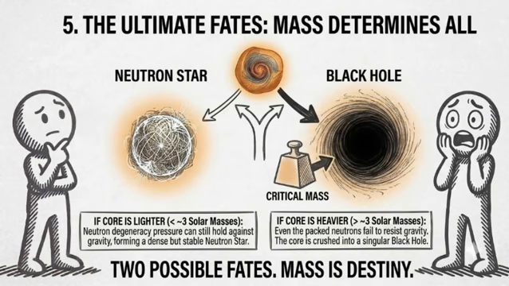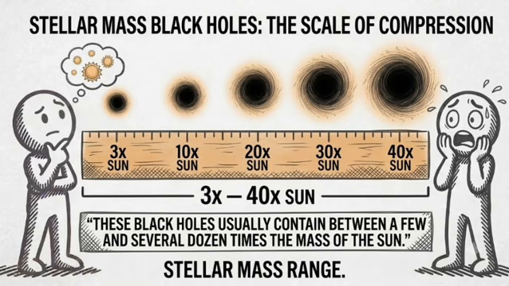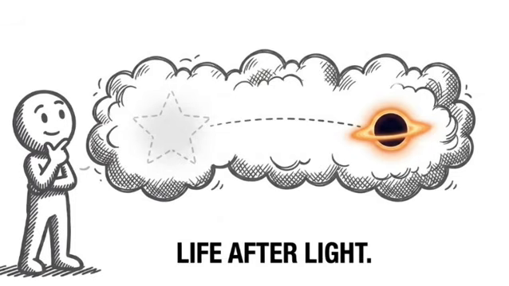If the remaining core is heavy enough, it becomes a black hole instead of a neutron star. These black holes usually contain between a few and several dozen times the mass of the Sun. They are important because they show how the lives of giant stars continue even after their brilliant light disappears.